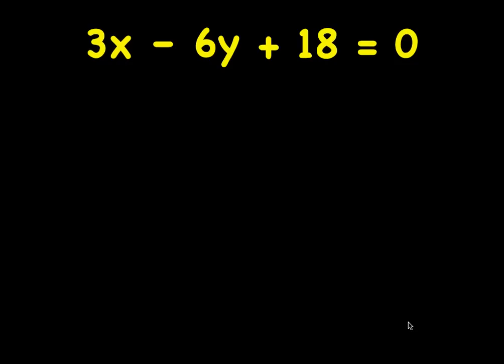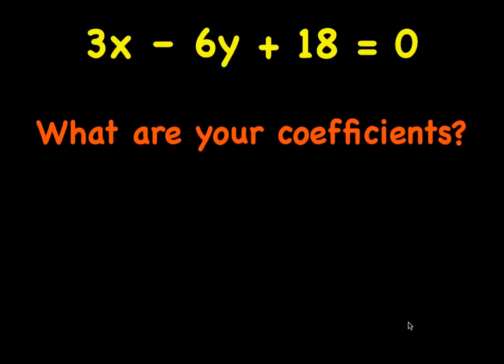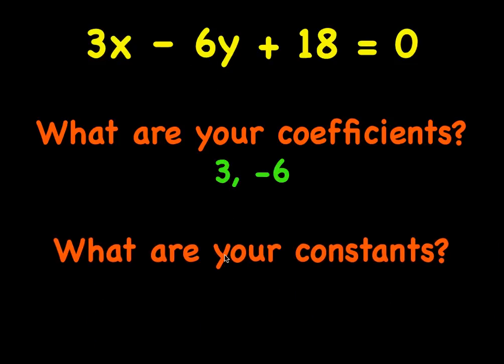Looking at this equation, try and determine which of the numbers are constants and which of the numbers are coefficients. The coefficients in this equation would be the numbers that sit in front of the variables. So you want to look for an x or a y. The coefficients in this equation would be 3 and -6. What would the constants be in this equation? Well, there are two numbers in this equation that do not have variables. Those would be your constants, and it would be 18 and 0.